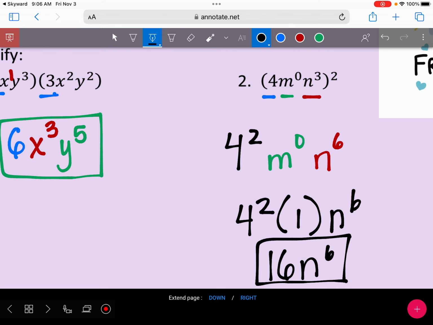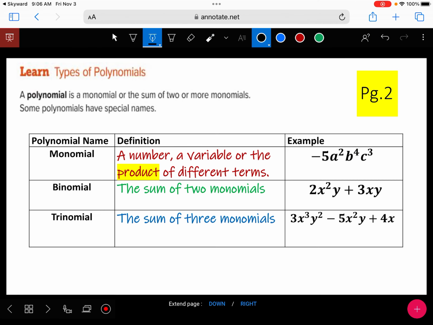All right, so now let's go to our notes. Let's go to page 2. And we have a chart to fill in. Go ahead and fill in the definitions of a monomial, a binomial, and a trinomial, and then fill in the examples of each one. So I'll give you a minute or two to copy that down.